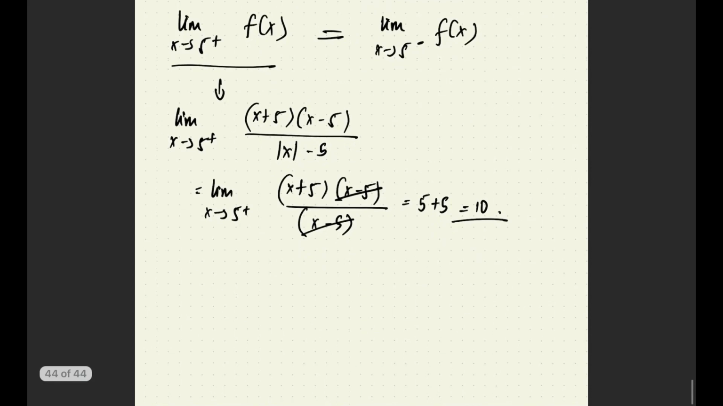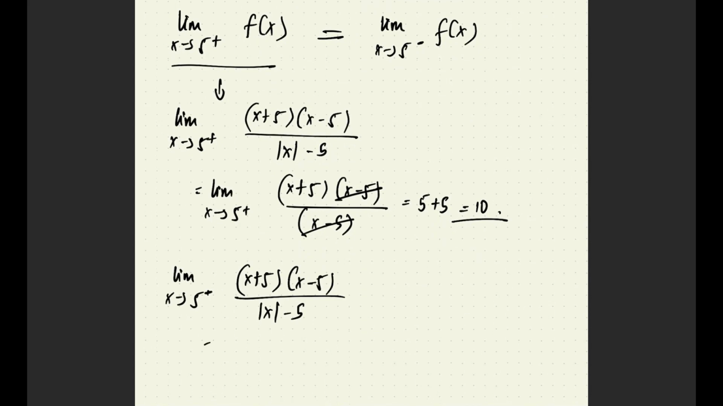Now the same thing for the left hand side. So the limit as x approaches 5 from the left hand side of x plus 5 times x minus 5 divided by the absolute value of x minus 5. So we are approaching 5 from the left hand side. That means it's a number that's slightly lesser than 5. Even though it's a number that's slightly lesser than 5, that is still going to be greater than or equal to 0. So in that case, the absolute value of x is just going to equal x.